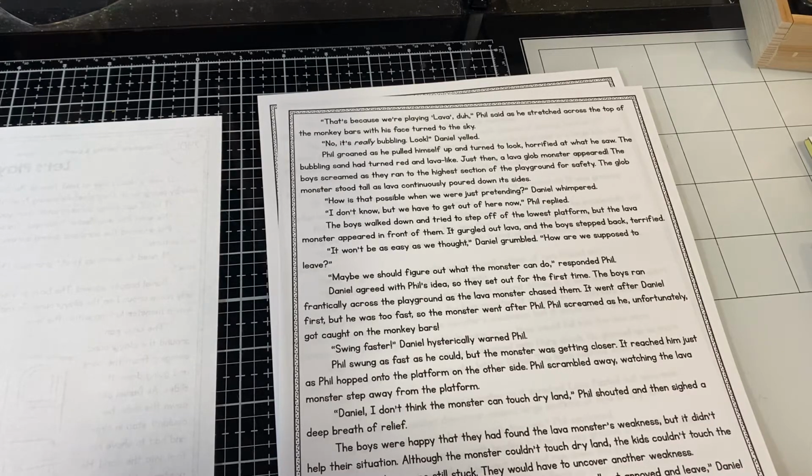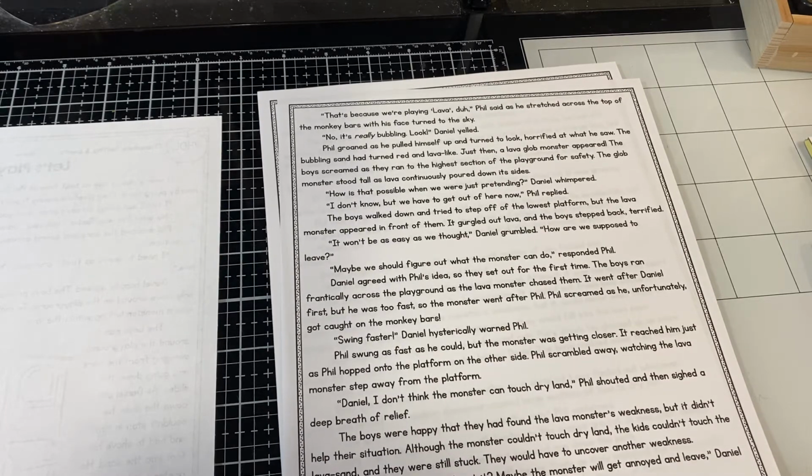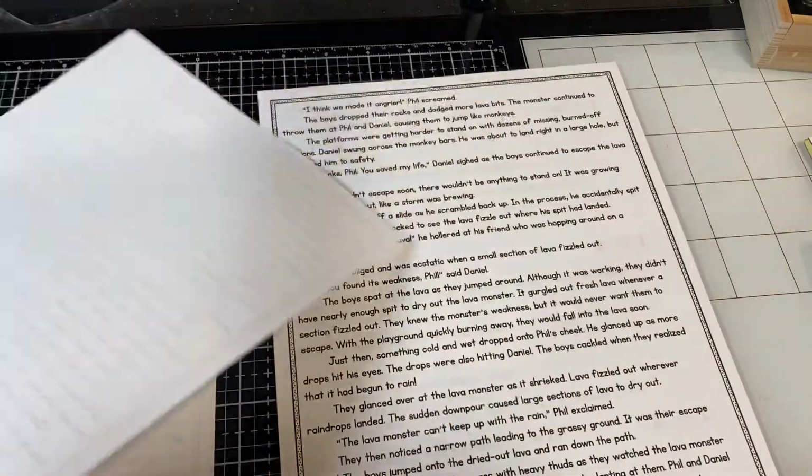"What if we throw rocks at it? Maybe the monster will get annoyed and leave," Daniel suggested. They found some rocks scattered across the platforms, picked up several, and hurled them at the lava monster. The monster groaned as it tossed bits of lava back at the boys. They dodged the lava, but the platform wasn't so lucky. They watched as the lava burned through the wood.